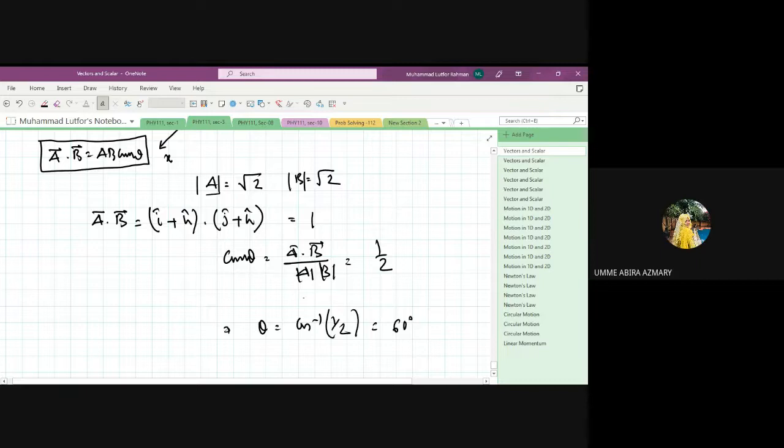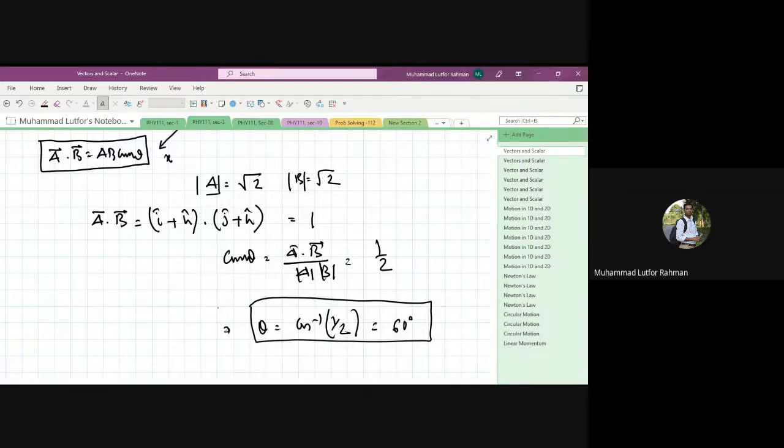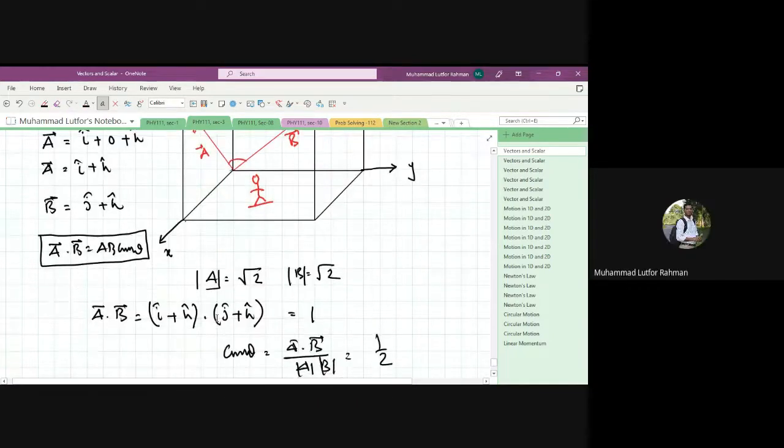Okay. So now if you draw a diagonal on one of your walls, and another diagonal on another wall which is connected to that wall, the angle between these two diagonal faces is 60 degree, not 90 degree. Okay, sir. That's how you can actually use this dot product to find out that angle.